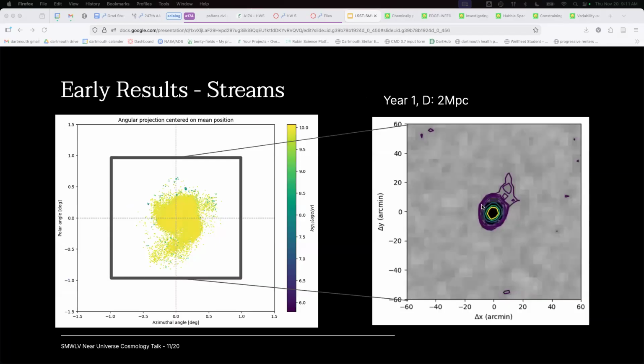So, same stream. This is with the year 1 depth at 2 megaparsecs, zooming in a little bit. We detect the dwarf and we detect some of the stream. That's great news. The first data release of LSST will see some kind of substructure around these things in Lambda CDM. But you don't see all of it, just this upper quadrant. It's not extremely significant. It's almost at the level of the background.